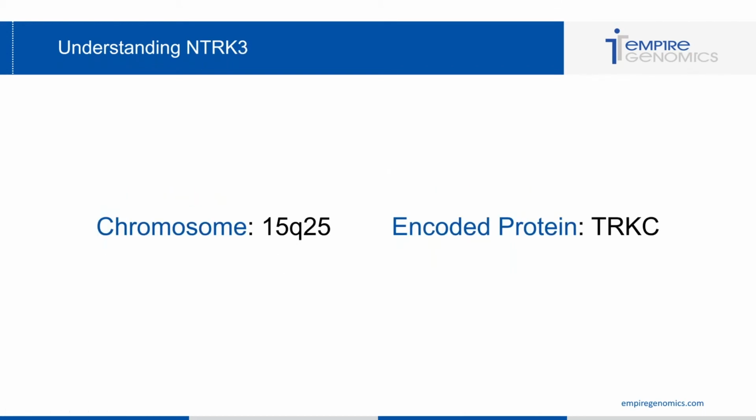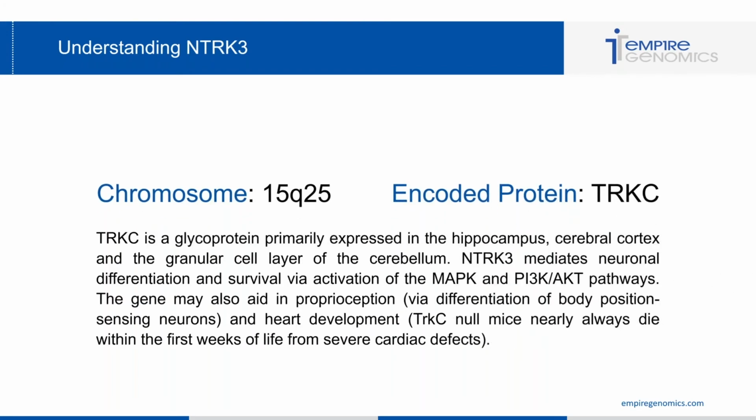So looking at NTRK3, this gene is located on chromosome 15, q25, and the encoded protein is TRK-C. TRK-C is a glycoprotein primarily expressed in the hippocampus, cerebral cortex, and the granular layer of the cerebellum. NTRK3 mediates neuronal differentiation and survival via activation of the MAPK and PI3K-AKT pathways. The gene may also aid in proprioception, or the body's awareness of where it is in space, and heart development.